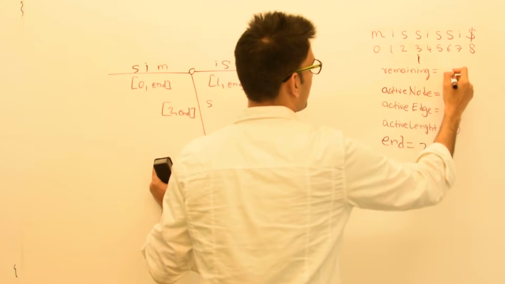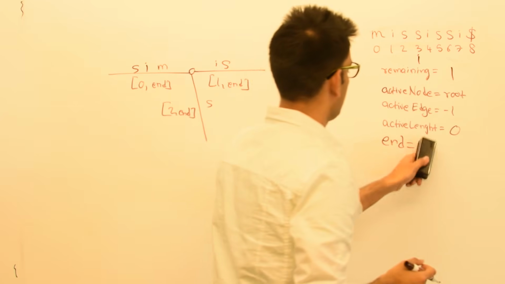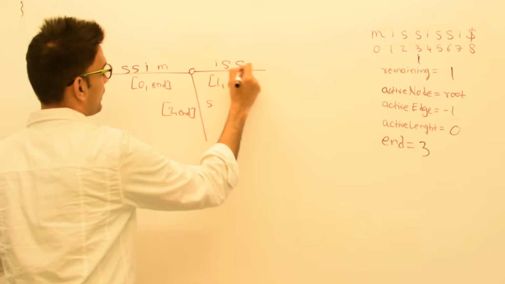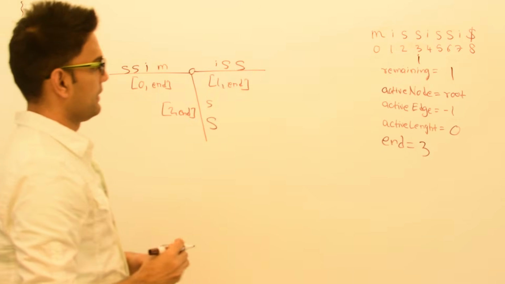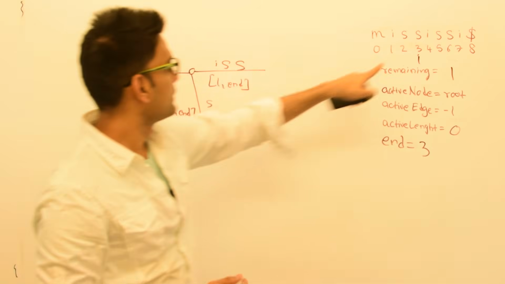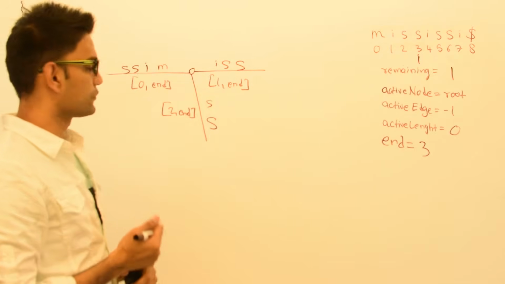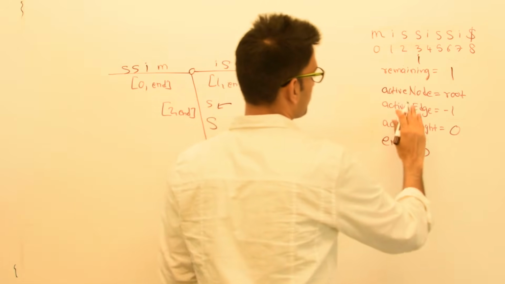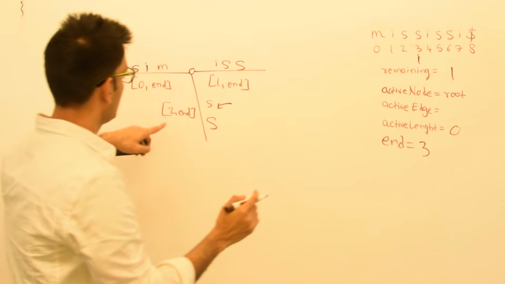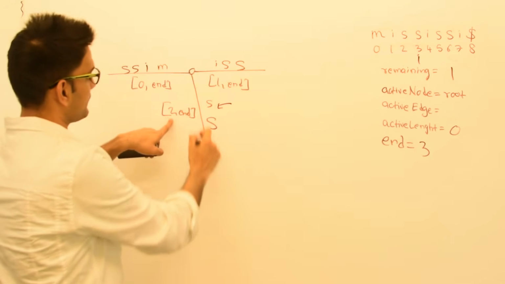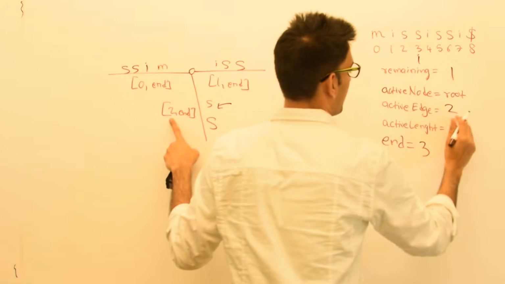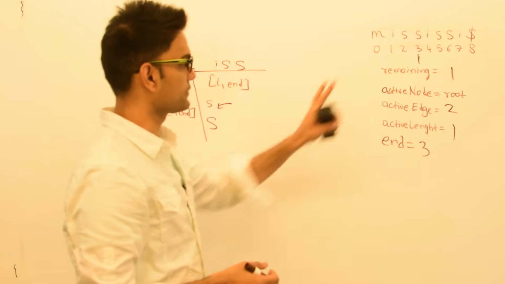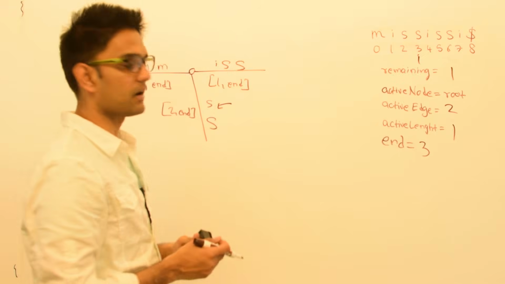So first thing we do is we increment our remaining, so remaining becomes 1, end becomes 3. So this is now really representing MISS, this is representing ISS, and this is representing SS. Then we check, is there a path from root starting with S? There is this path. So a rule 3 extension happens, and rule 3 is a showstopper. So we change our active edge. Active edge will become the start of the range of this edge, so that is 2. And active length will increment by 1, so active length will become 1. And since rule 3 is a showstopper, we change nothing else, end the current phase and start the next one.